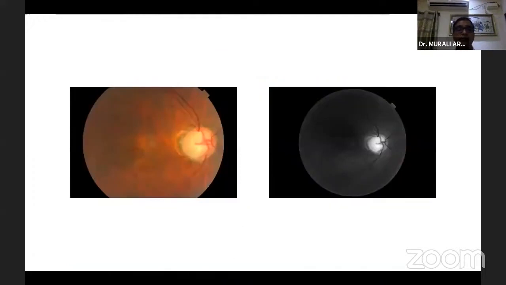With this patient, you can actually go back and look at the disc and the RNFL, look at the red free, and you can correlate both structure as well as function using the polar analysis.